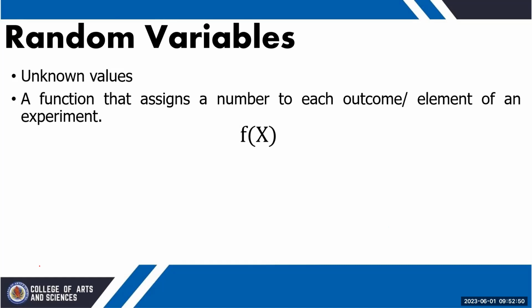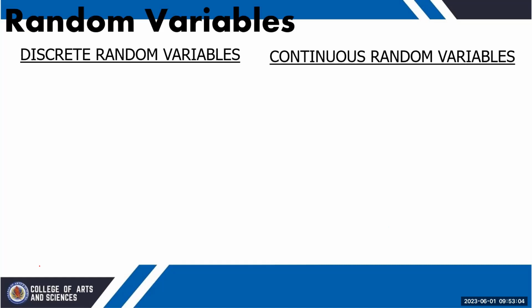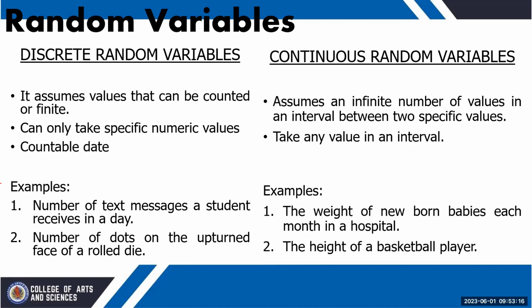So, na-discuss ko na sa inyo noon kung paano maisulat ang function, pwedeng f of x, pwedeng g of x, basta ang random variable is written as a function. Okay? Now, there are two types of random variables. Alam ko naman that you have already discussed the difference between your discrete and your continuous. Ang palagi nyo na lang tatandaan always is when we talk about discrete, they are countable. Nabibilang sila. Pero when we talk about continuous, they are measurable.